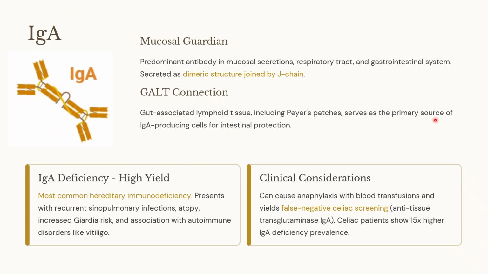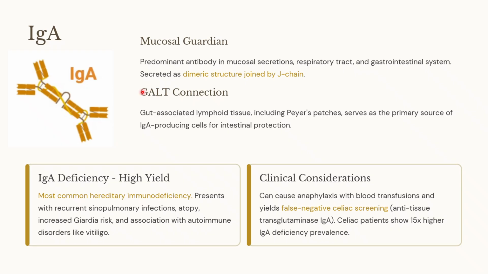IgA, that is the mucosal guardian. It is a predominant antibody in the mucosal secretions, respiratory tract, and gastrointestinal system. It is secreted as a dimeric structure joined by J chain. This question has been asked in the NBME.